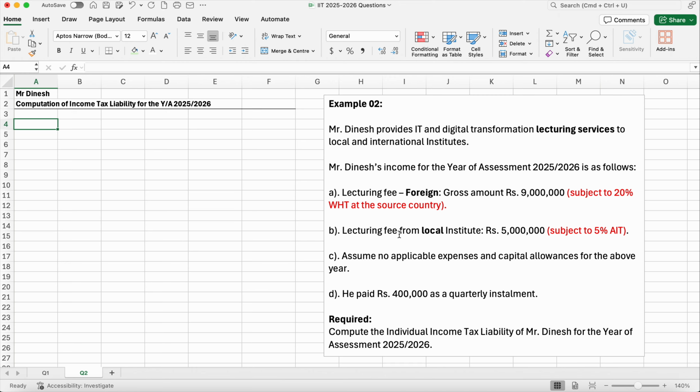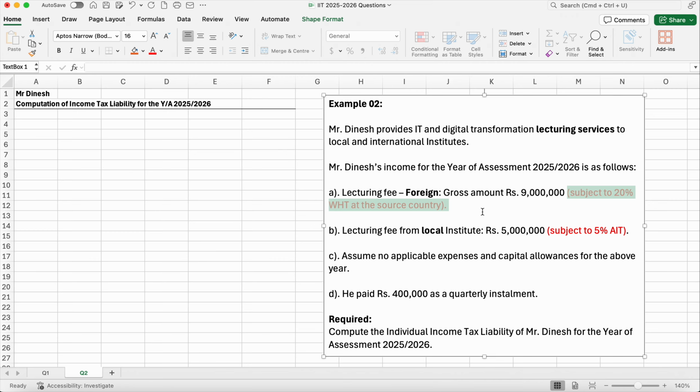Then, based on the given scenario, Dinesh provides IT and digital transformation services, and lecturing services. So here we can't see any employment. He is providing lecturing services to local and international institutes. So Dinesh's income for the year of assessment 25-26 is as follows. Lecturing fee, foreign, gross amount given, is subject to 20% withholding tax in the source country. I put the withholding tax in red because we will take that as a credit under the credit section.